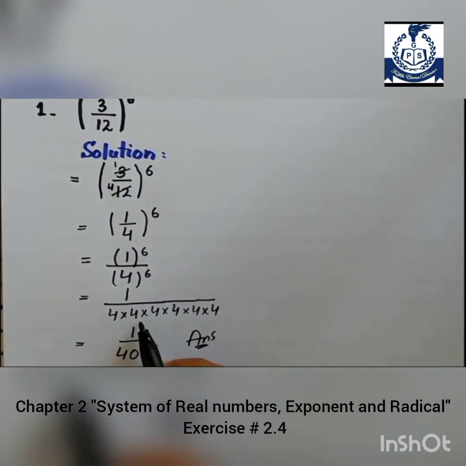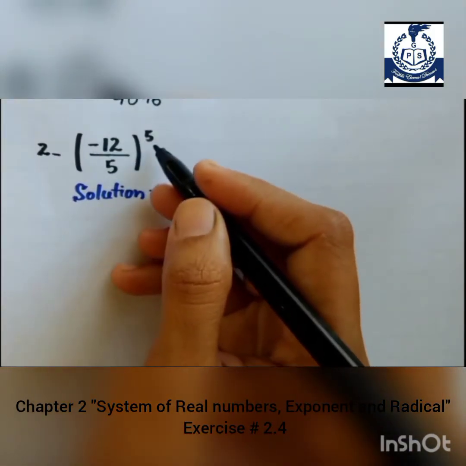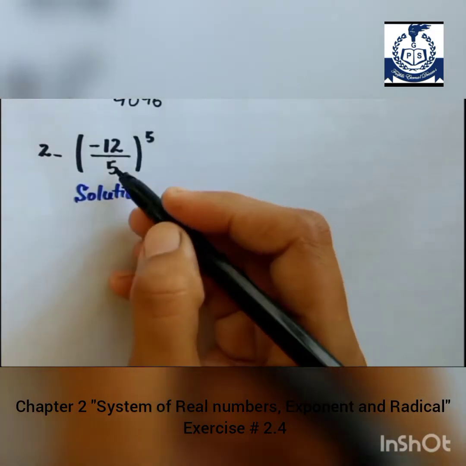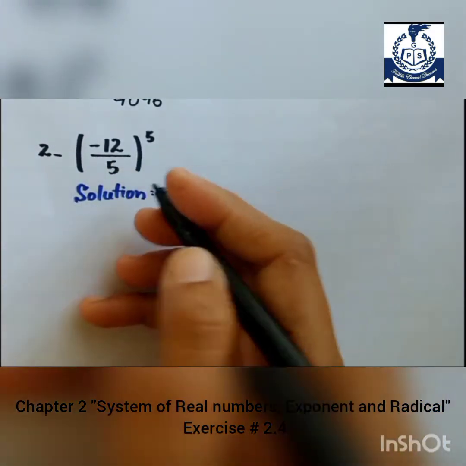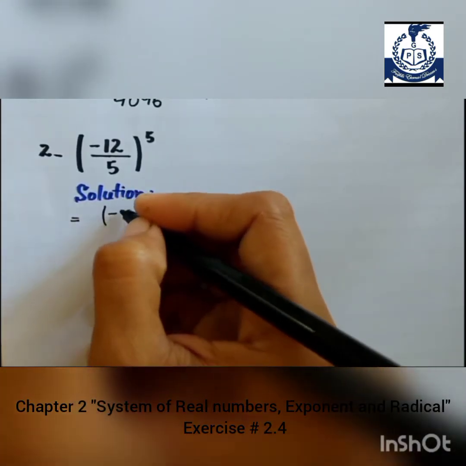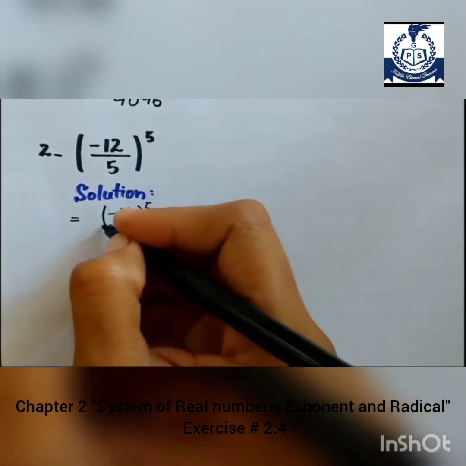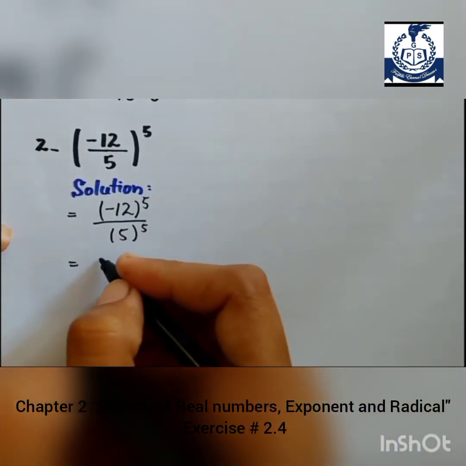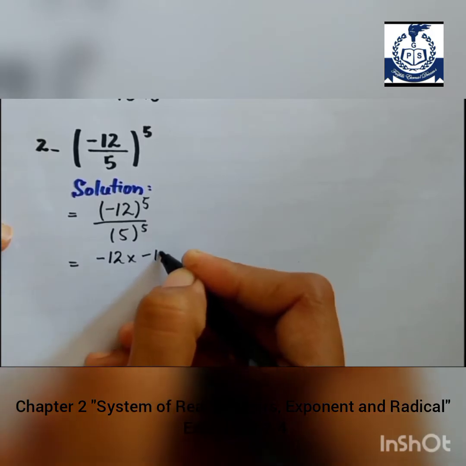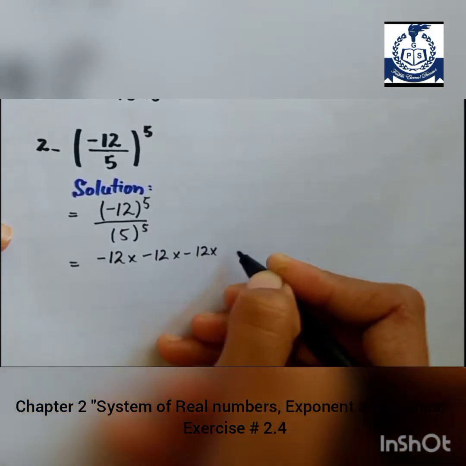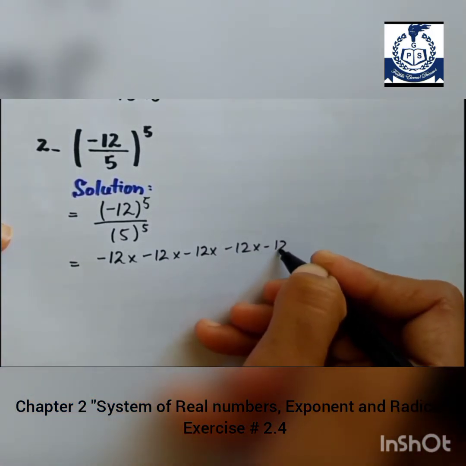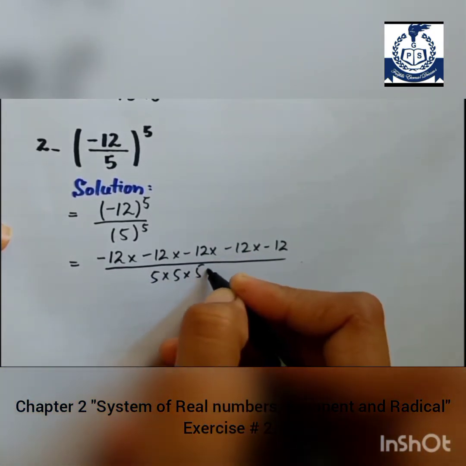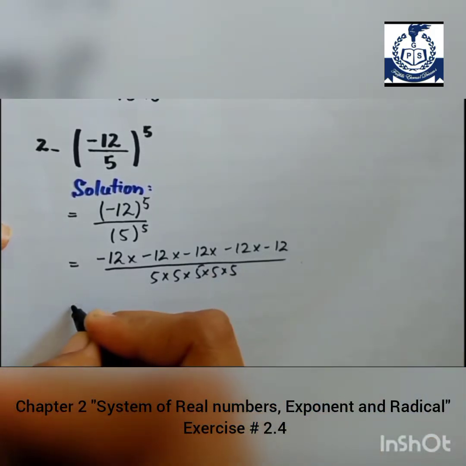This is the answer. Question number 2, (minus 12 divided by 5) whole power 5. So power 5 is also with minus 12 and power 5 is also with 5. So we can write it in a separate form: (minus 12) power 5 divided by 5 power 5. We write minus 12 five times: minus 12 multiplied by minus 12 multiplied by minus 12 multiplied by minus 12 multiplied by minus 12. And we also write 5 five times: 5 multiplied by 5 multiplied by 5 multiplied by 5 multiplied by 5.